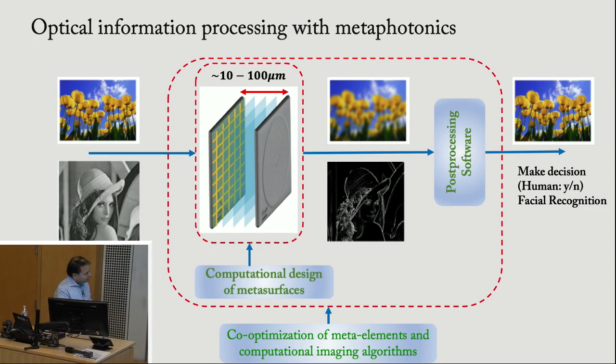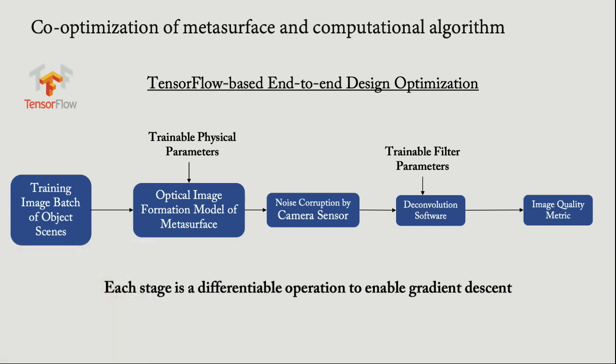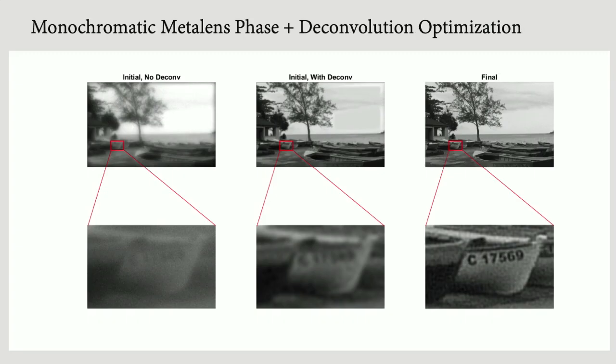To solve this, we recently developed a TensorFlow-based end-to-end optimization code. We model the optical image formation happening using the metasurface. Then we add noise corruption and the deconvolution, and we put in different images, what image we want, and we find out the best metasurface geometry and the best deconvolution software. Just to show you some simulation results.